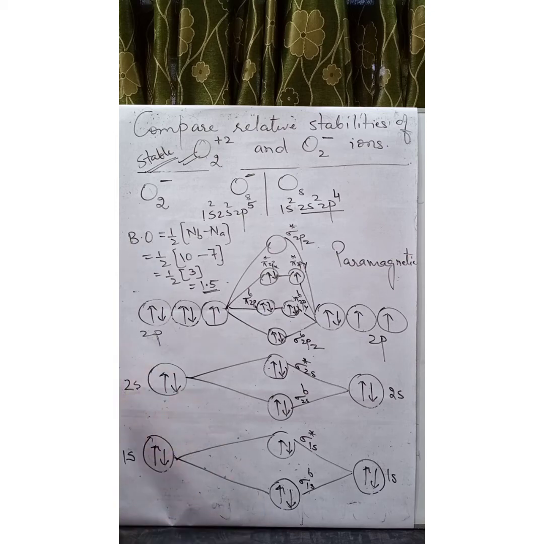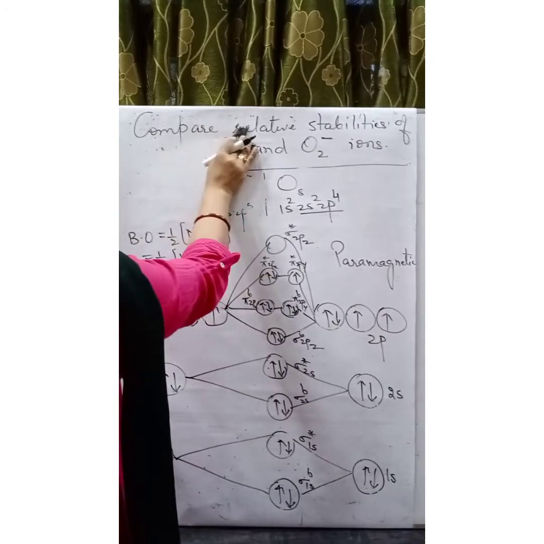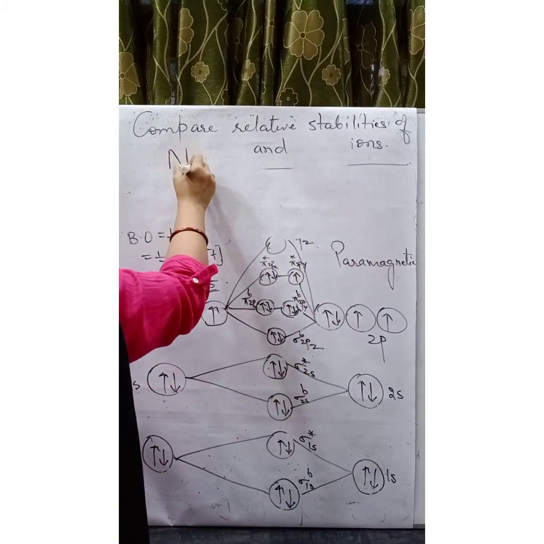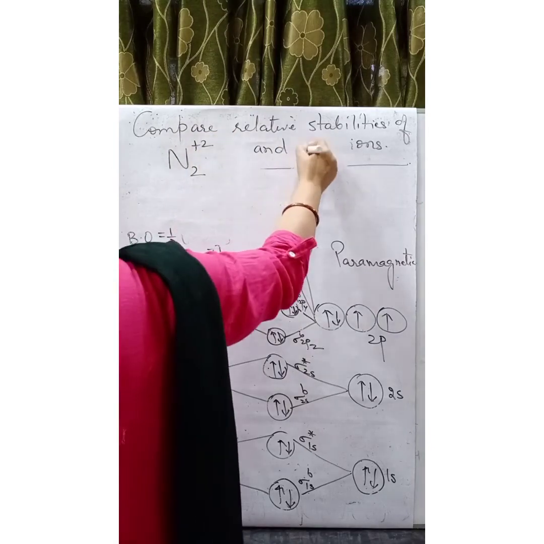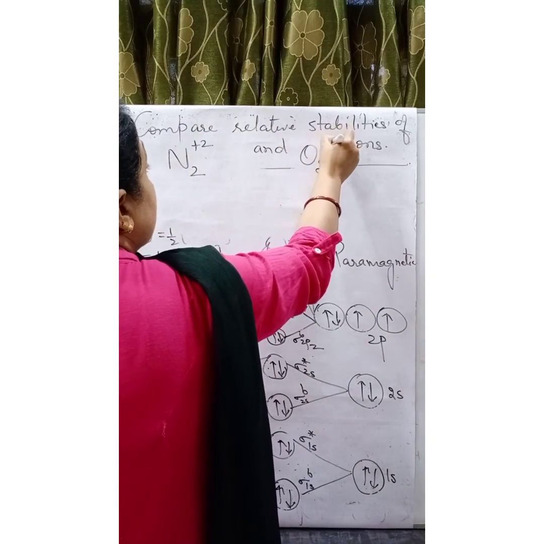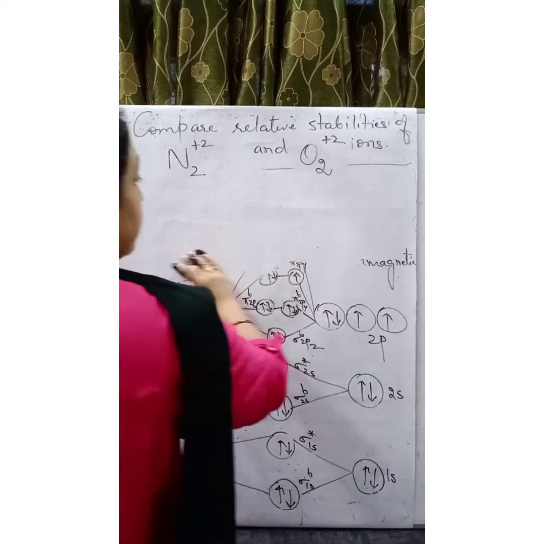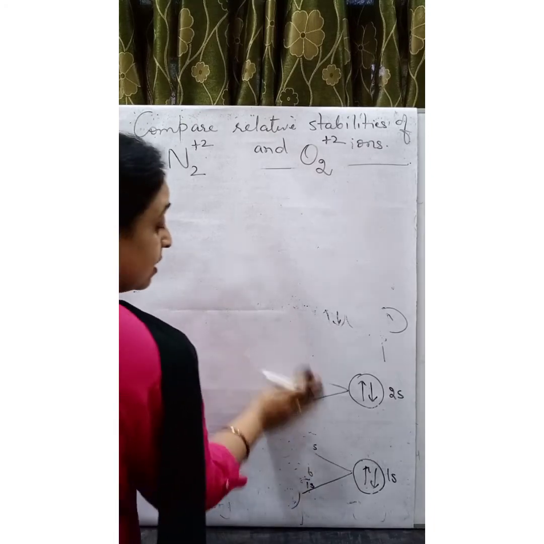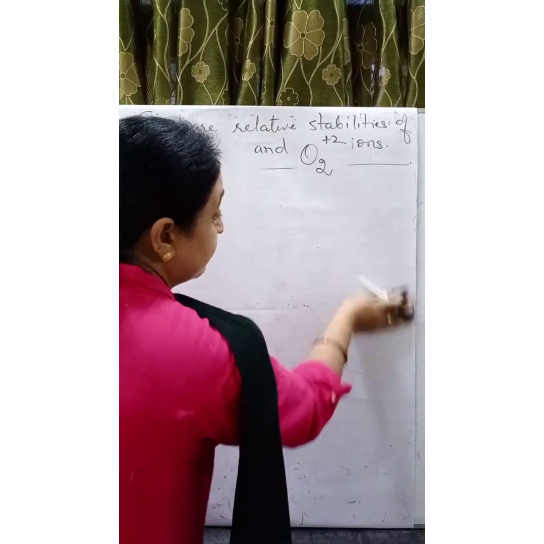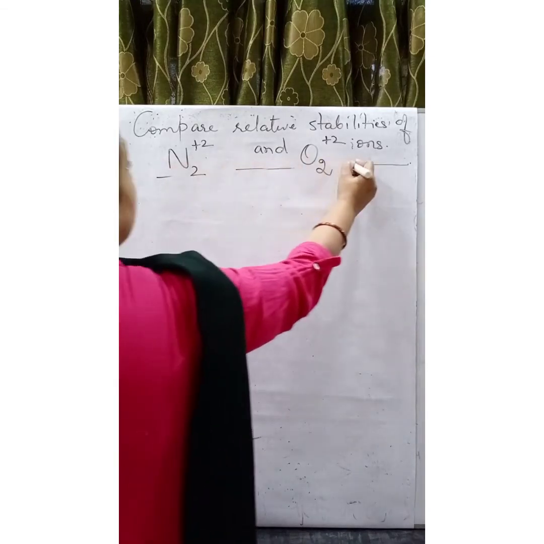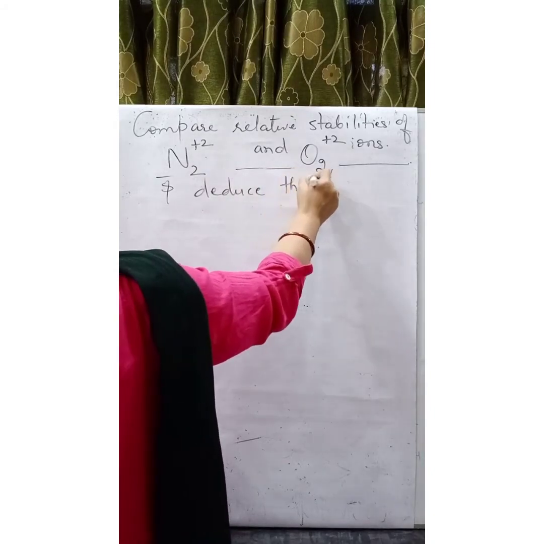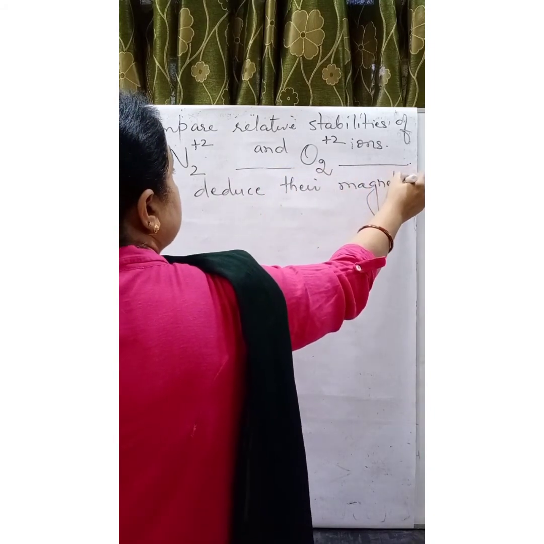Same way you can compare other ions also. So put down your homework question. Compare the relative stabilities of N2 plus 2 and O2 plus 2 ions. You have to be careful in drawing the molecular orbital diagrams only, because both of them are having a different molecular orbital configuration, and deduce their magnetic property.